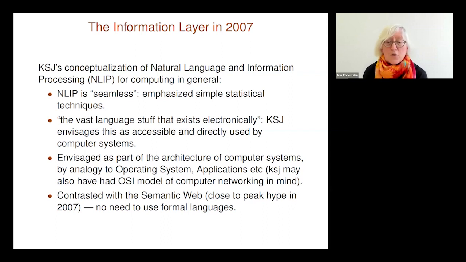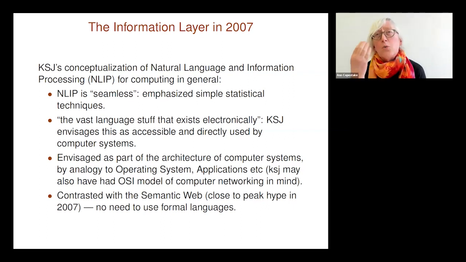Obviously there's a huge amount to talk about in Karen's work, but I'm specifically interested in talking about what she said about the information layer. It's really only a few paragraphs, but I was drawn to reread this and think about it because I actually think that it has resonance for today. So I want to talk about what Karen actually said about the information layer in 2007, and then I'll move on to saying why this is relevant now. So here are the main points.